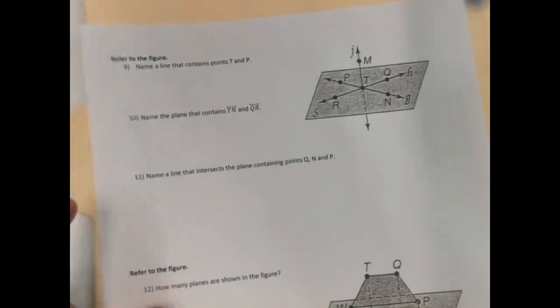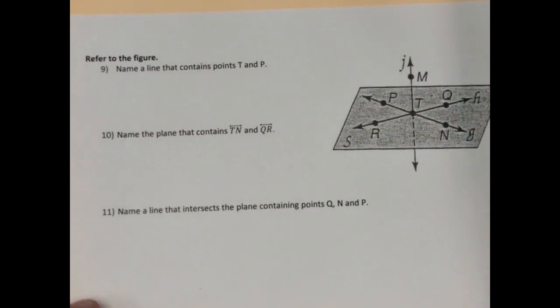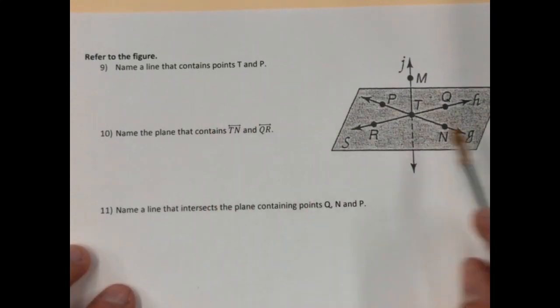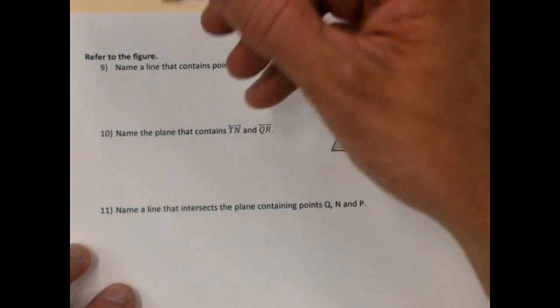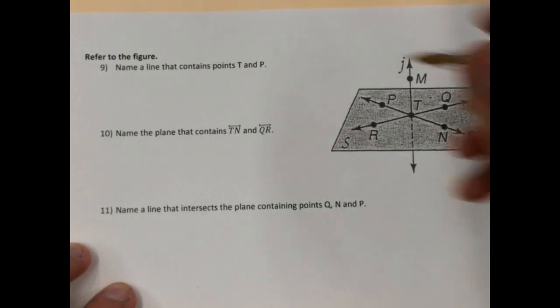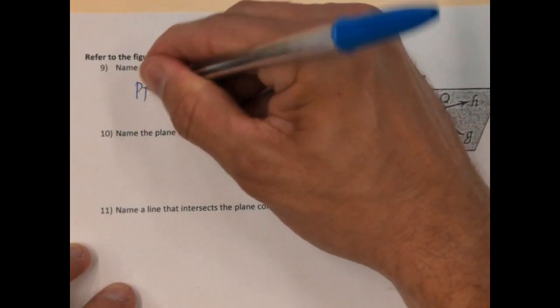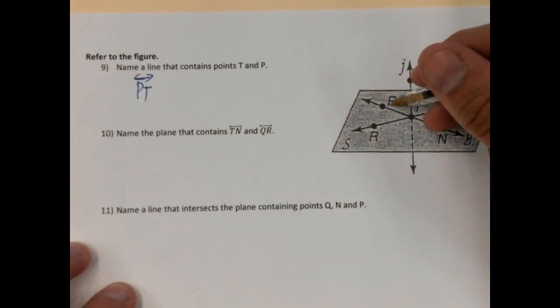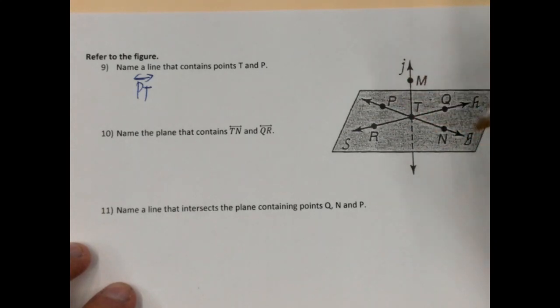Okay, and then the last one. Okay, here we go. It's actually part of the same sheet. So we zoom in a little bit. Name a line that contains points T and P. So it's this line here. We'll call it PT, I guess. That's easy. We could also call it TP or PN or NP or even line G. There's a whole bunch of different answers for that.